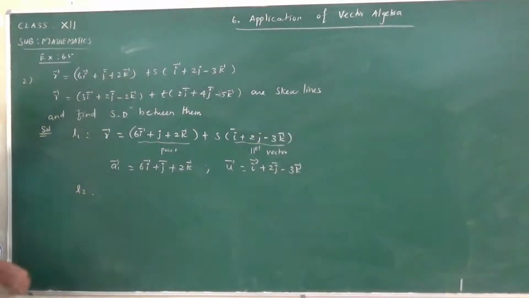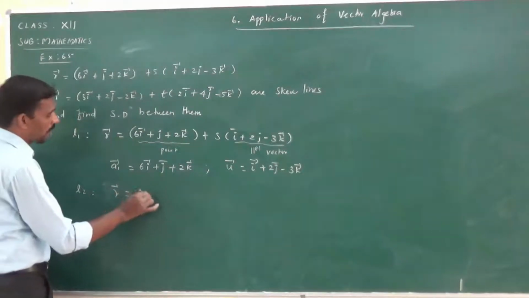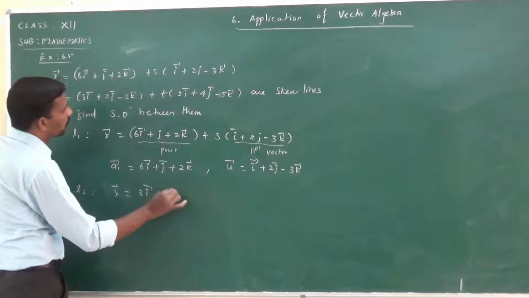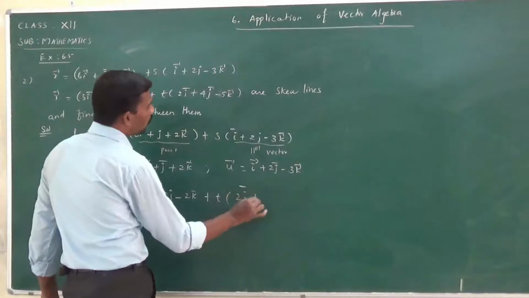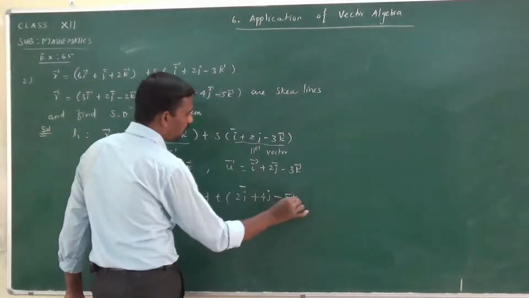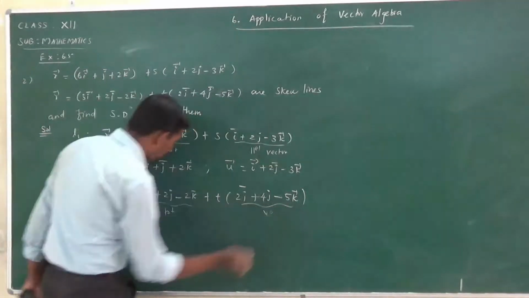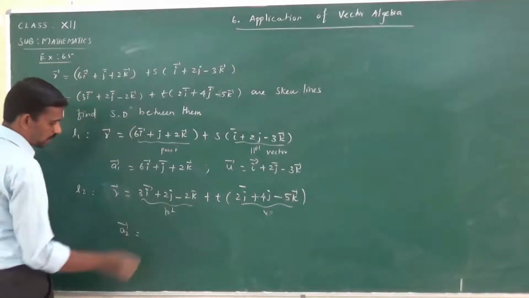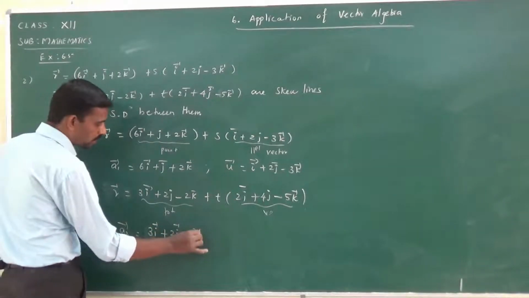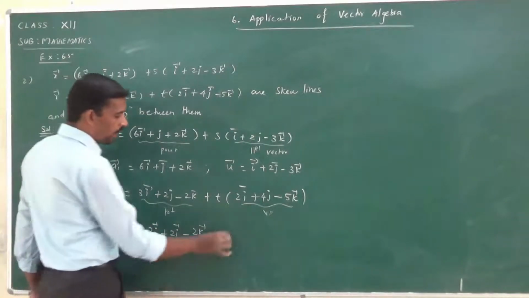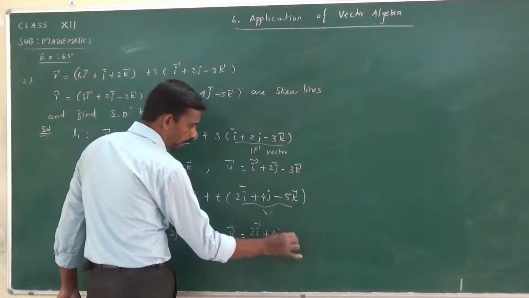Now let's write line 2: r vector equals 3i vector plus 2j vector minus 2k vector plus t times (2i vector plus 4j vector minus 5k vector). So this is the point and this is the vector. I took a2 vector as 3i plus 2j minus 2k, and v vector as 2i plus 4j minus 5k.